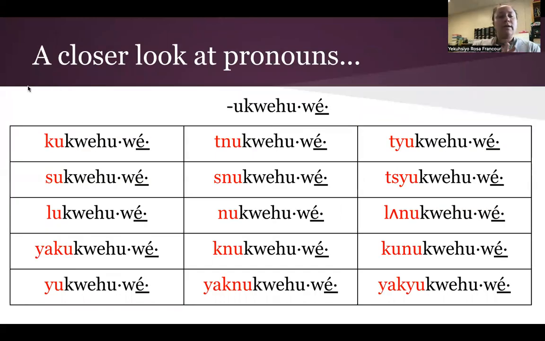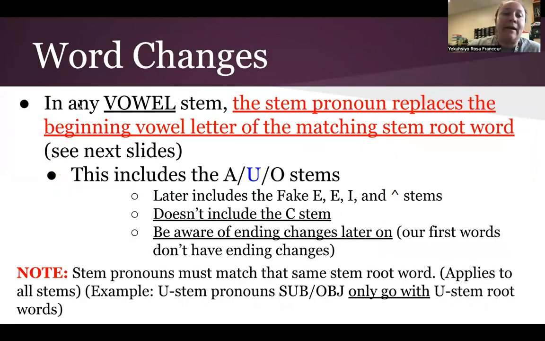So, a closer look at the pronouns. Here are our pronouns: gu, zu, lu, yagu, yu, and so on. And the rest of our verb root. So how do those come together? Let's talk about that, okay?